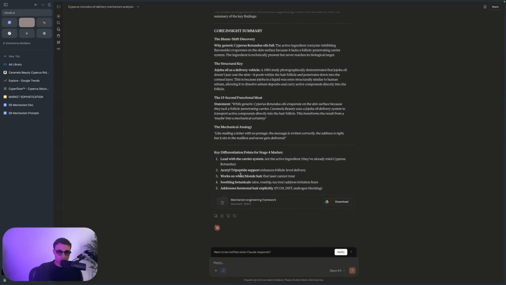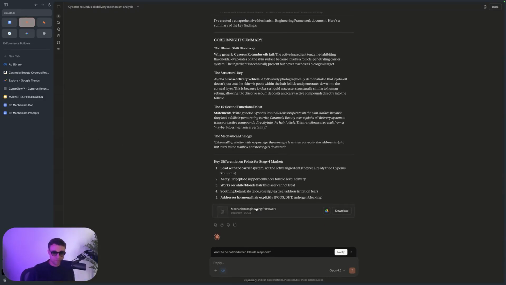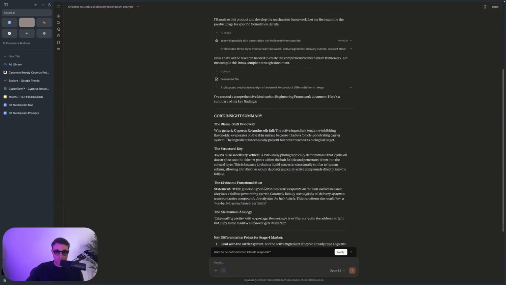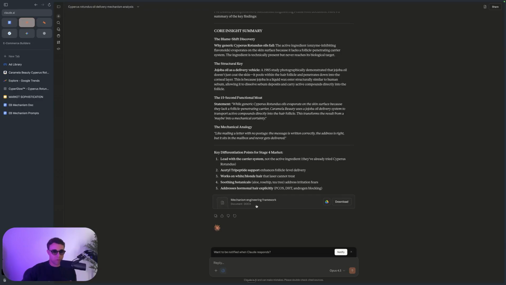So this is good. Our level 4 mechanism is essentially going to be using our jojoba oil as almost like a carrier oil as well. Now, at this stage, this is when I'll go ahead and do a little bit more research. So, don't overthink the prompts too much, but I might just say, do some additional research on how jojoba oil increases the effectiveness of reducing hair growth, especially when used in Cyperus rotundus oil products.